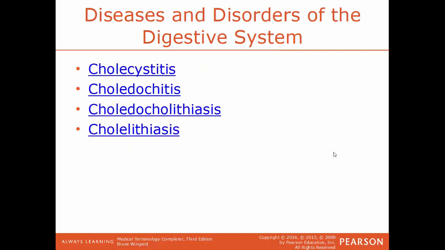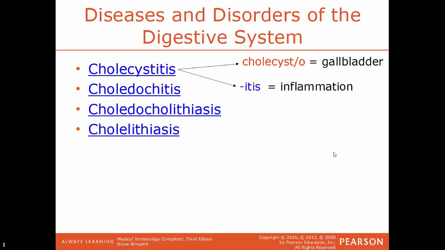Cholecystitis, we're going to break down this condition. Cholecysto is a reference to the gallbladder. Of course, itis means inflammation of. So this is a reference to the inflammation of the gallbladder. Choledochitis is a reference to an inflammation of the common bile duct. Choledocholithiasis, this is a reference to having gallstones in the bile duct. And our last term, cholelithiasis, is having gallstones.